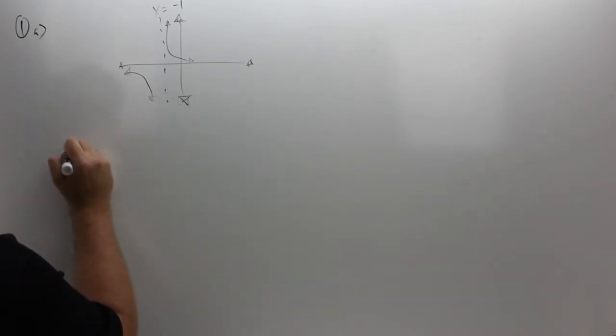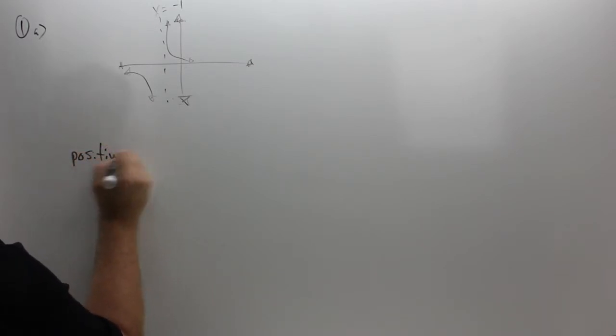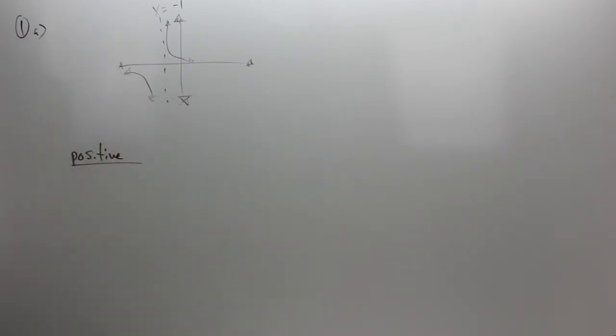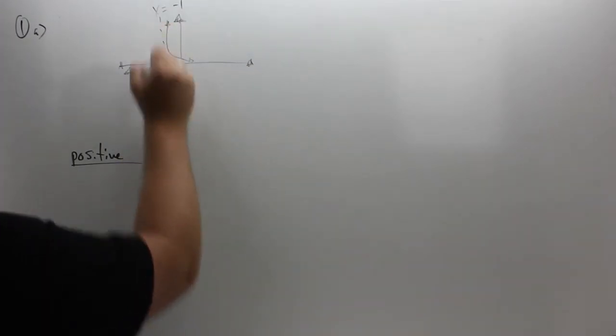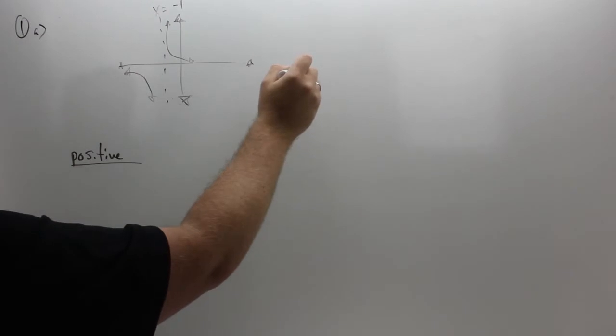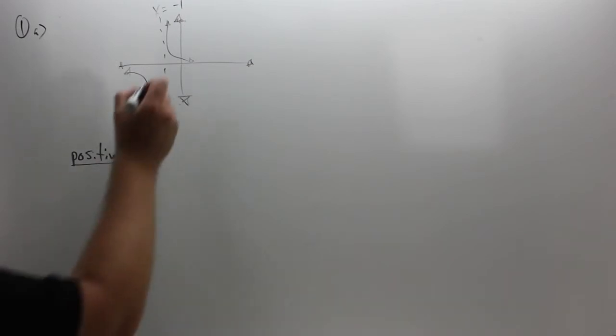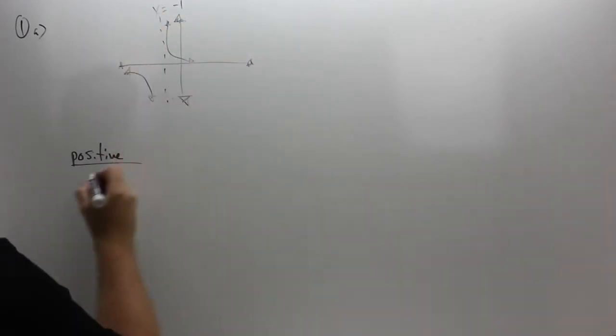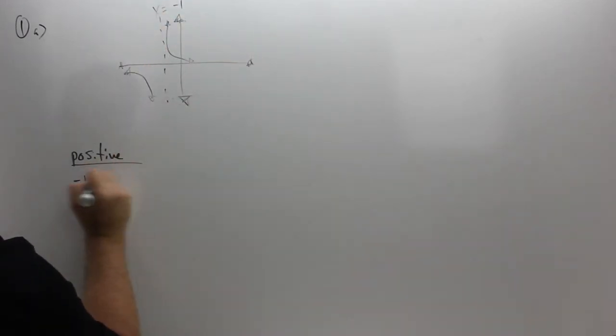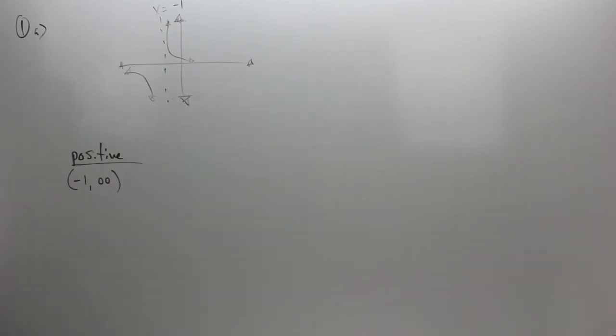So the positive is when it's above the x-axis. So we're always moving rightwards. So if this spot here is -1, as we move rightwards, we're above the x-axis. So as we move rightwards, are we above the x-axis or below the x-axis? When it's positive, we're looking for it to be above the x-axis. So as I move rightwards from -1, it's positive. So from -1 to infinity.